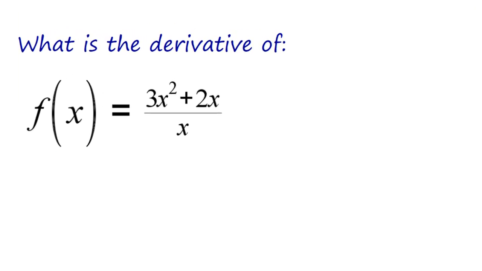Now, we know how to find the derivative of something like this, don't we? And how come we can find the derivative? We can simplify this by dividing each side by x, or the top values by x. And so we get 3x plus 2, and now we can do the derivative of 3x plus 2, which is equal to 3. That is really easy, isn't it?